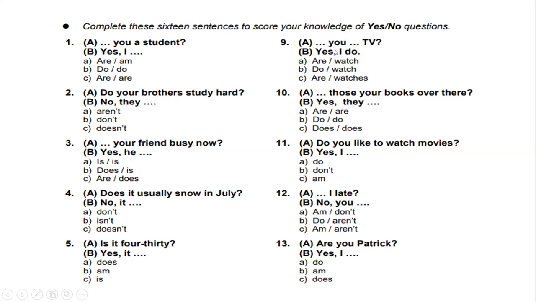Okay, number nine. Do you watch TV? Yes, I do. Yes, letter B. Do you watch TV? ¿Ves televisión? Yes, I do. Sí, ¿verdad? Y ese yes, I do es una respuesta corta, sí. Ok, so it's letter B.